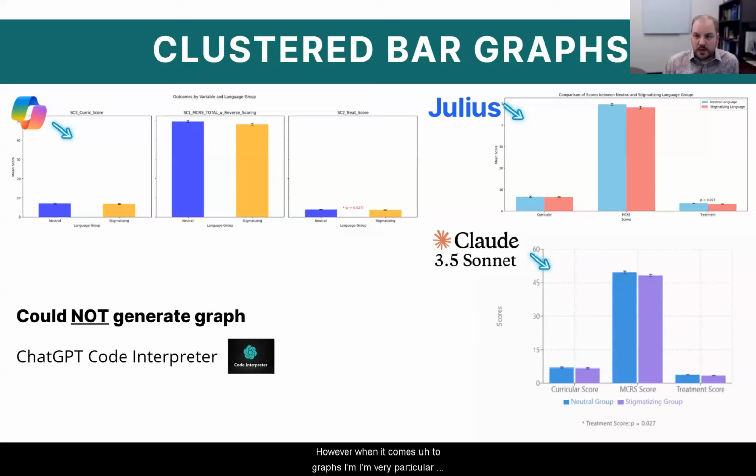However, when it comes to graphs, I'm very particular usually about the look and feel of the graph. So I like to play around with different colors. I like to play with different bin sizes and fonts, etc., right? And so long story short, there's no easy way to modify these figures without tons and tons of additional prompting. And for me, tons of additional prompting usually leads to frustration. And at a certain point of frustration, I just tend to give up and move on to something else.